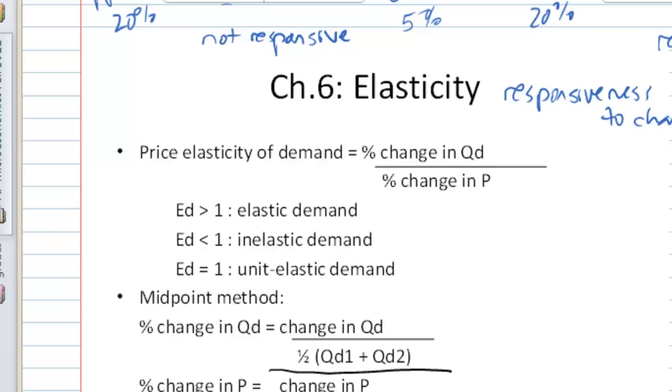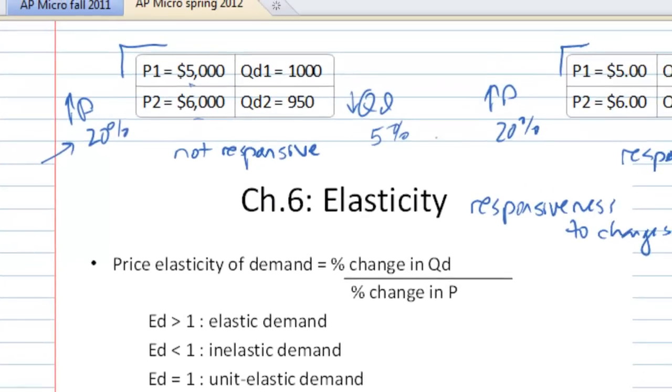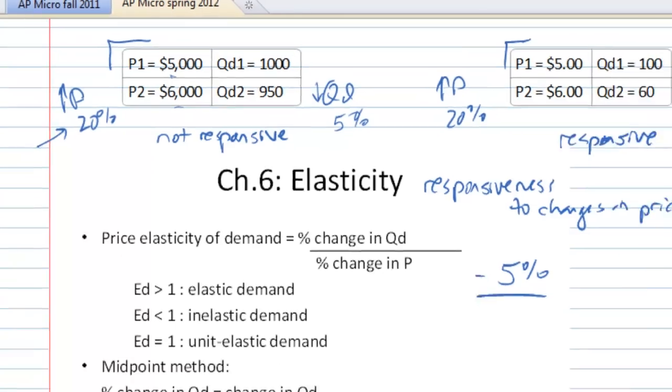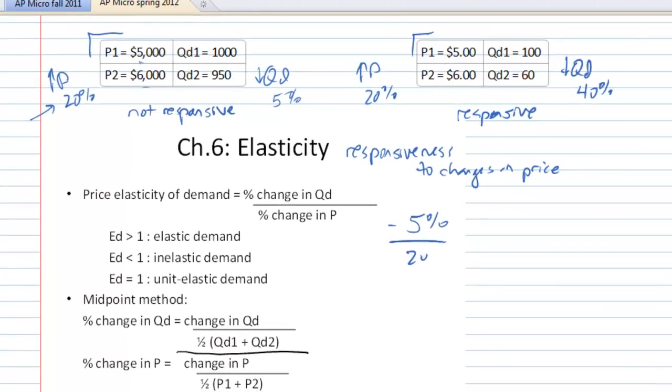On the top here, we could get the number that represents the elasticity for pet care by taking this 5% decrease in quantity demanded in the numerator over the percent change in price, which is a 20% increase in price. And that gives us negative 0.25. We would say that's the measurement of the elasticity of demand, or ED, for emergency pet care.